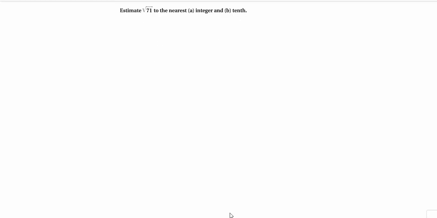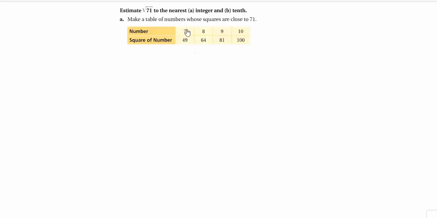So, to start this off, what we would need to do is draw a table. You don't even need to draw a table. You can if you want to. You write out your perfect squares, and then you write out your perfect squares that are near 71. So, I'll show you our table. So make a table of numbers whose squares are close to 71.